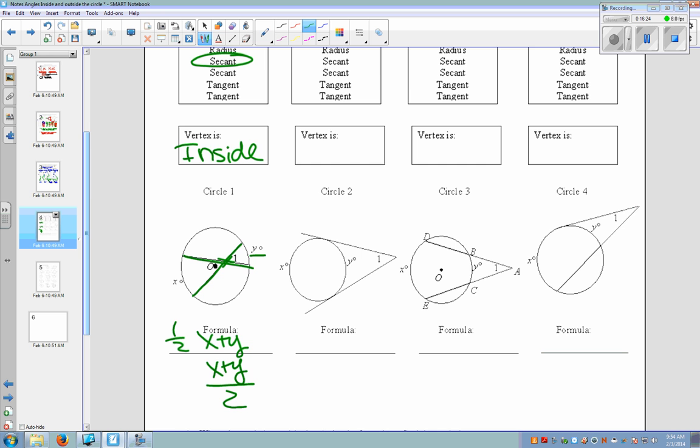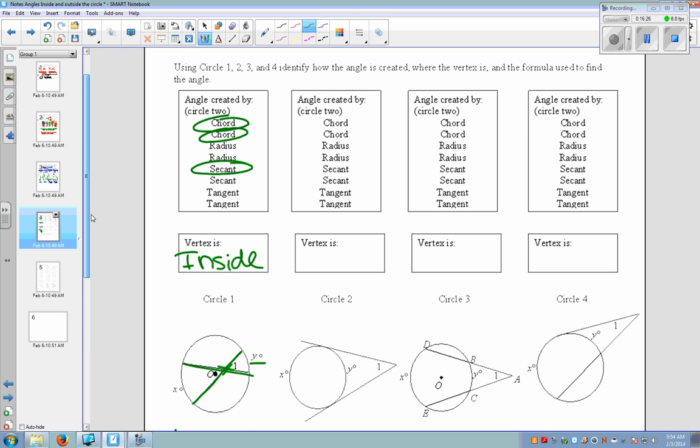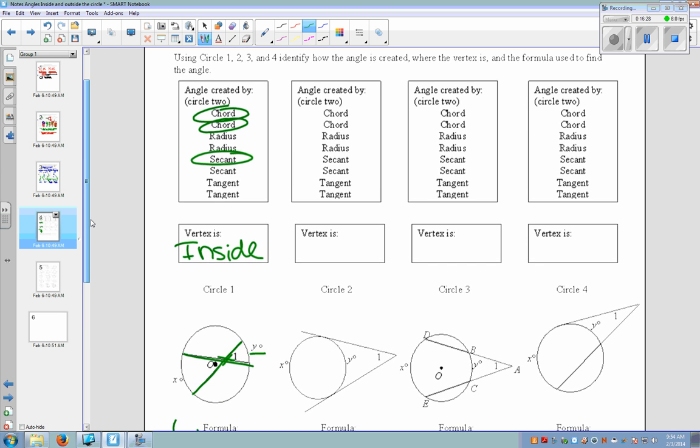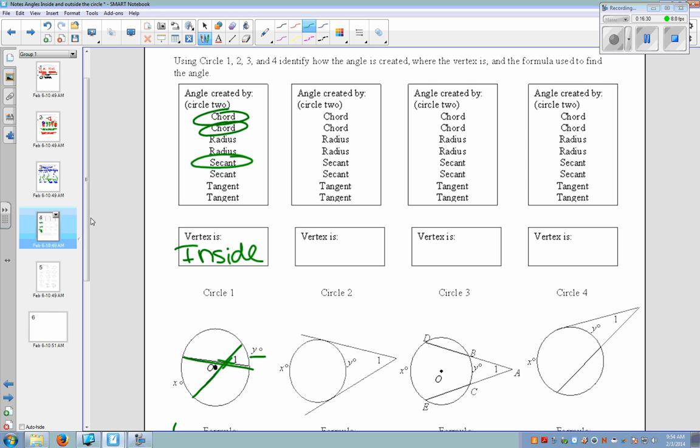All right, circle number 2. We have tangent lines. Tangents, they are chords. And they're tangent. Tangent chords.